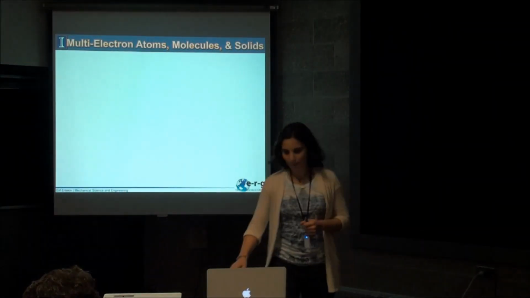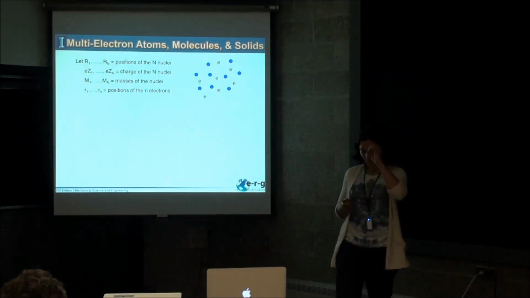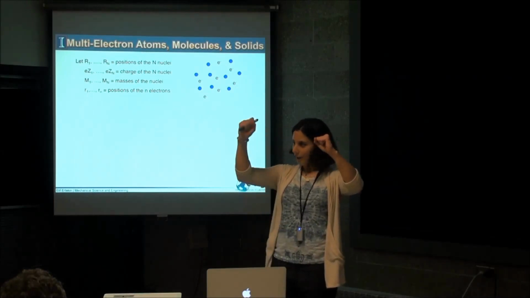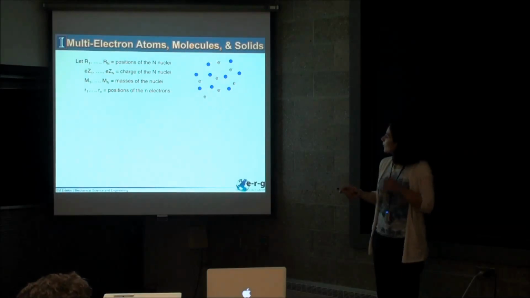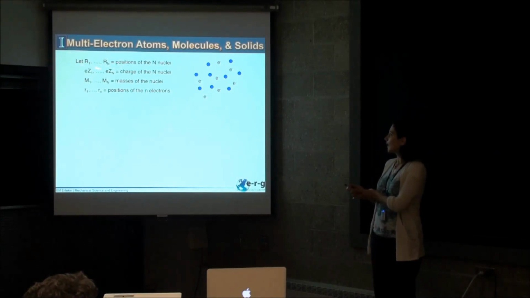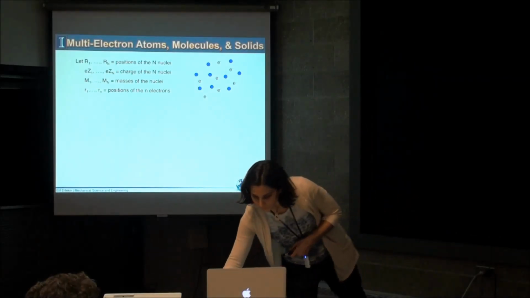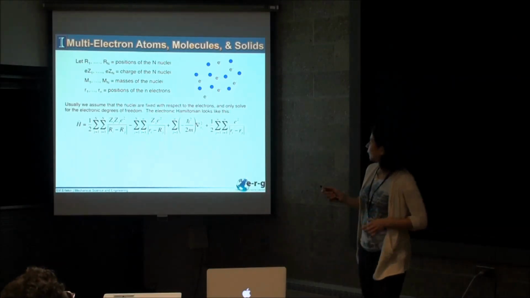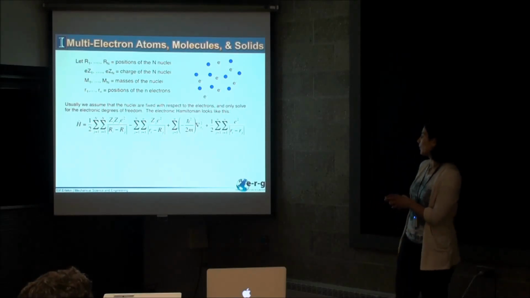But the problem is that it becomes much more complicated pretty much as soon as I have more than two particles in my system. So now instead of, let's say, a hydrogen atom, a nucleus and an electron, let's say I have some sort of multi-electron atom, maybe a molecule, maybe a solid. So if I denote the positions of the nuclei of the atoms by these capital R's, the charge of the nuclei, capital Z's, their masses by capital M's, and then the positions of the electrons by these little r's, that Hamiltonian term in the Schrodinger equation gets really ugly really quickly. It becomes a many-body interacting problem.